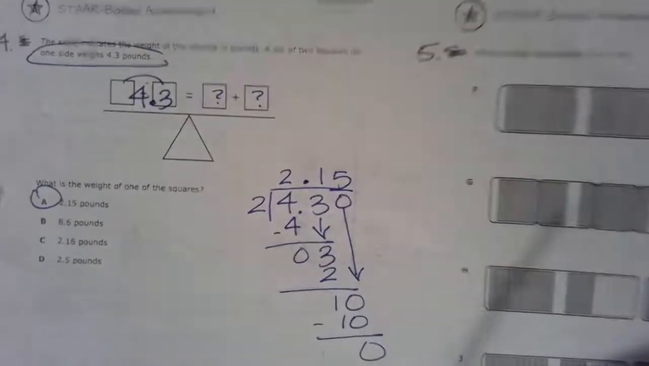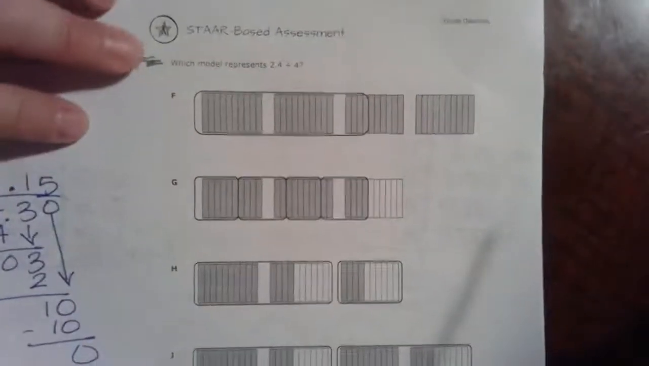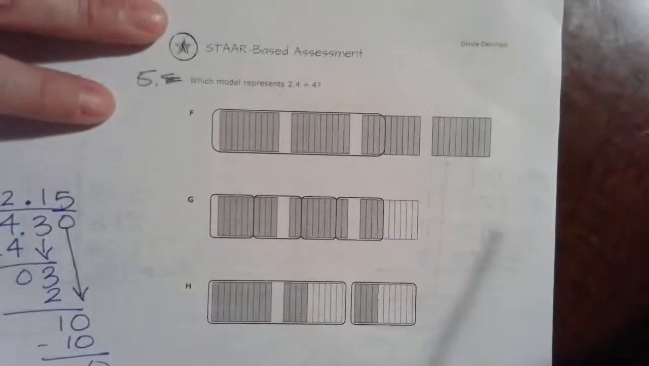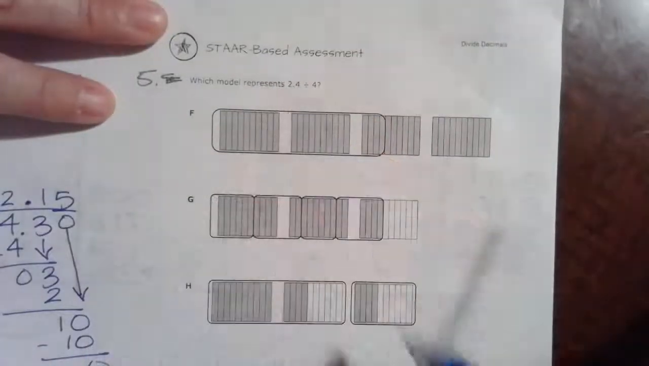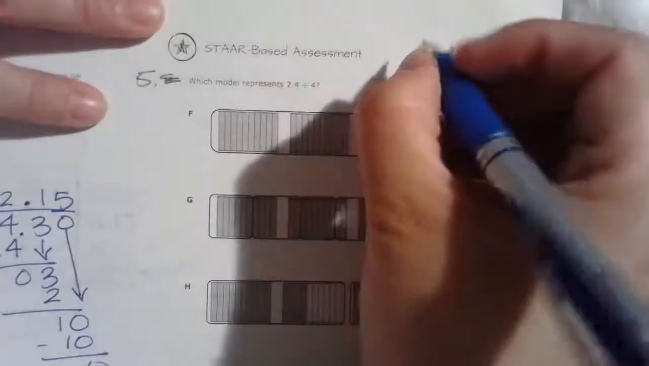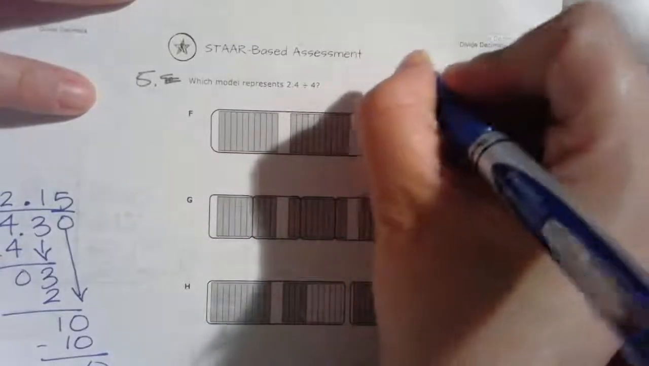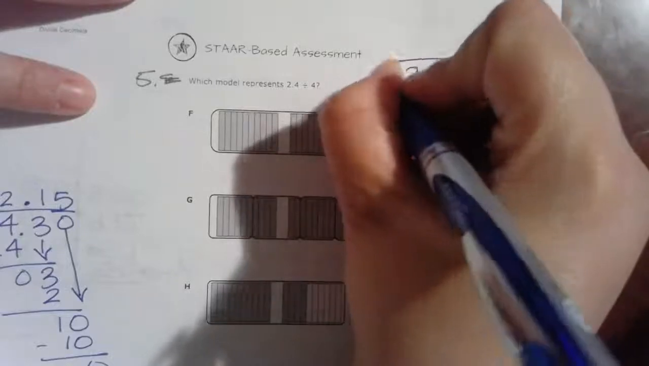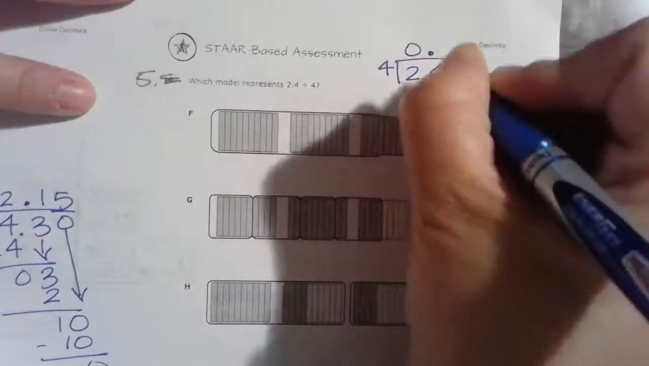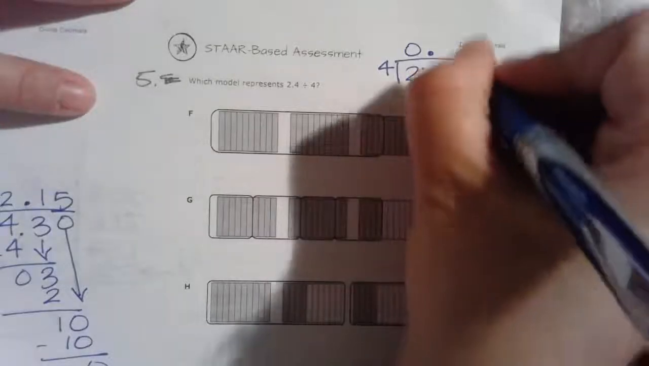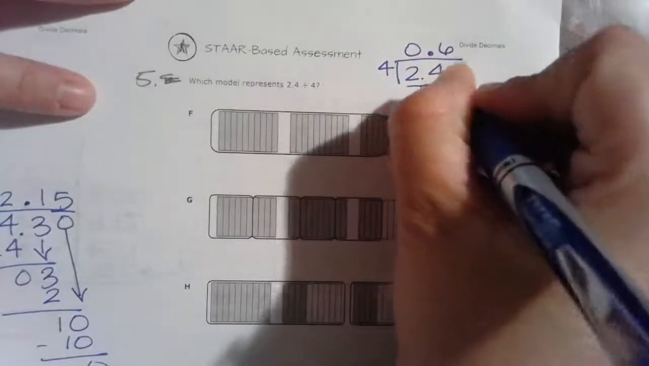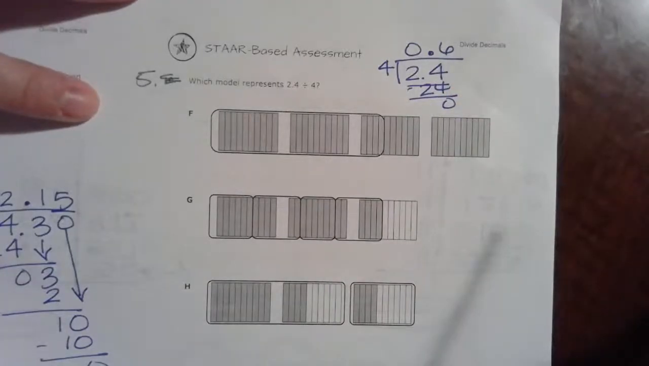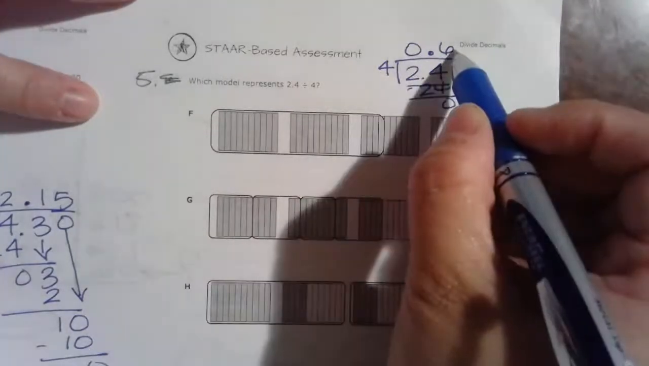Okay? And then for number 5, we have models and dividing. And remember, our strategy is solve it first, and then we look for our answer. So if we look at this one, you have 2.4/10 divided by 4. Bring your decimal up, and 2 cannot be divided by 4, but 24 can, and it goes in there 6 times. That means that we should have 4 groups of 6/10.